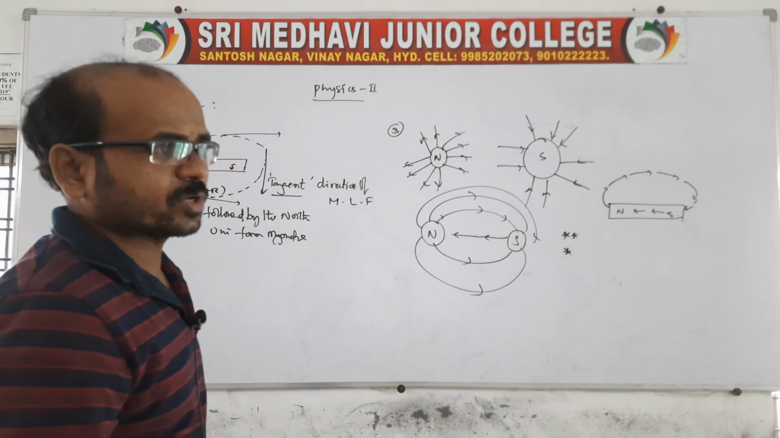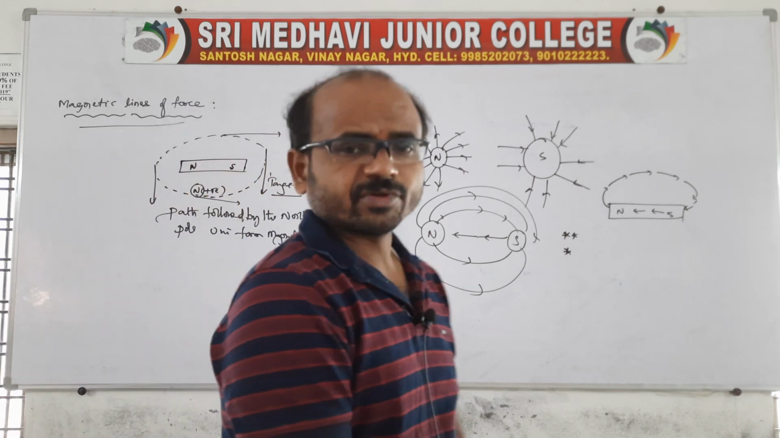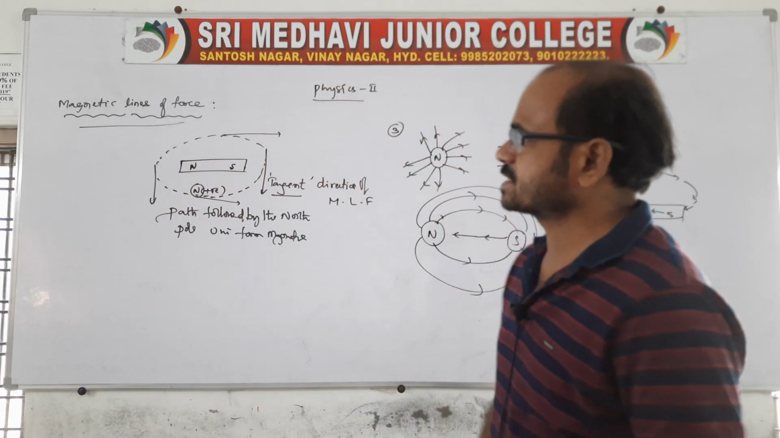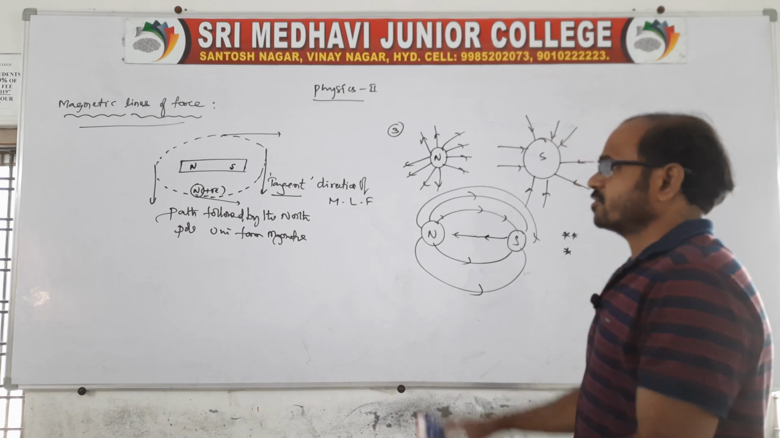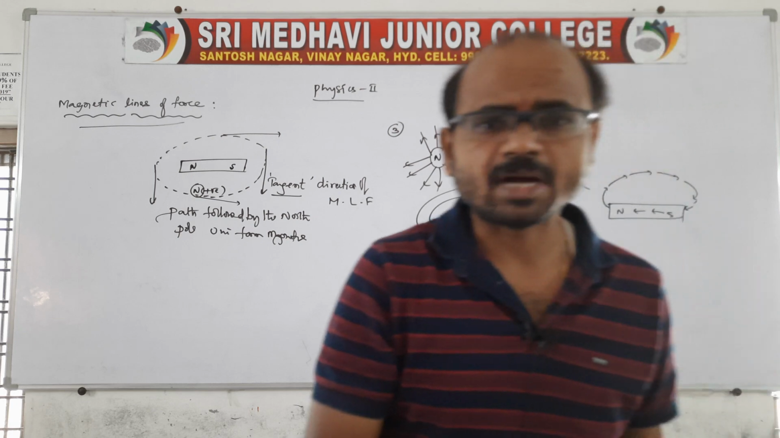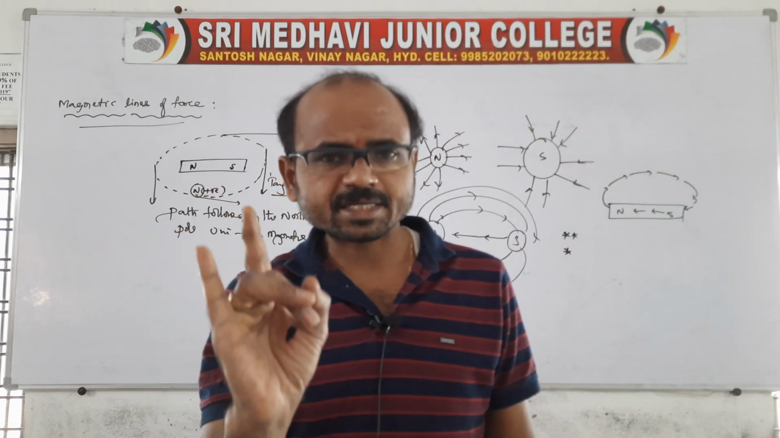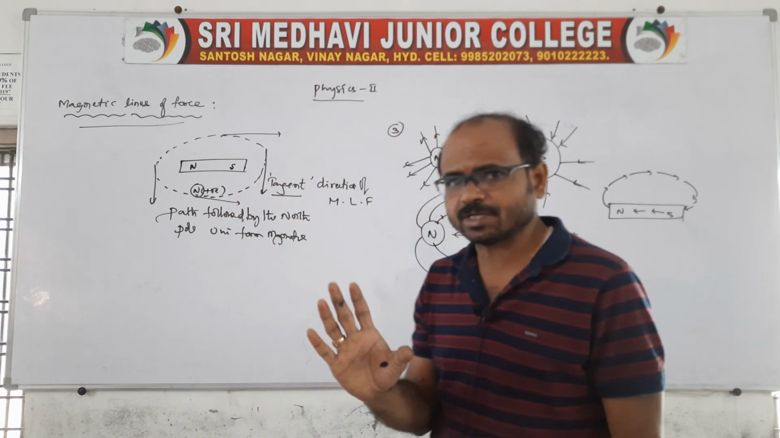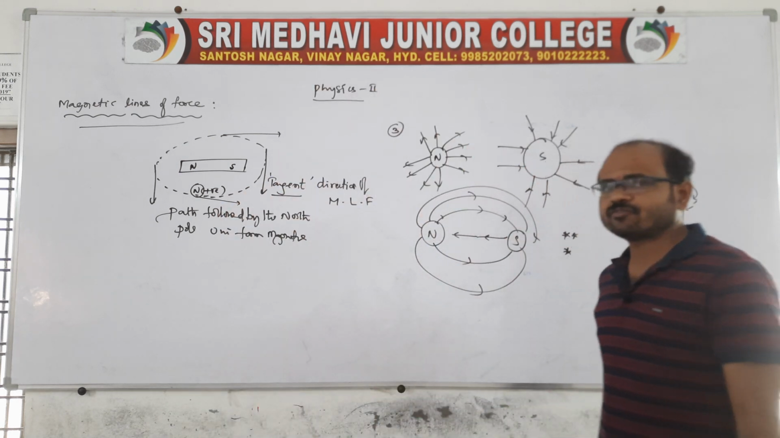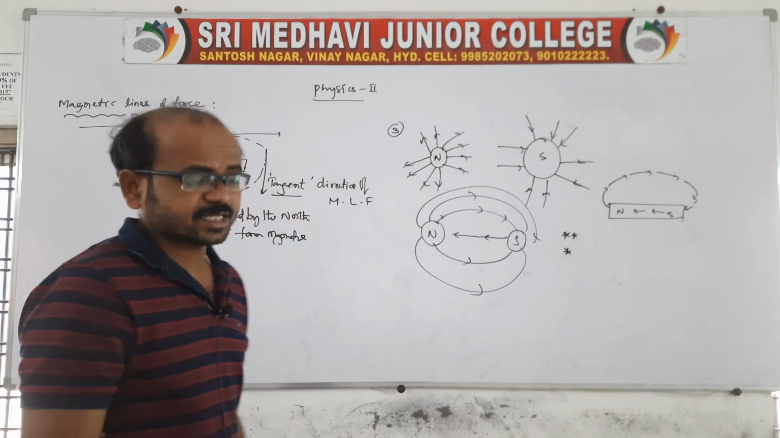And here there is one more point, the uniform magnetic field. Sir, what is the uniform magnetic field? In a given field, the magnitude and directions are the same at all points. And what is a non-uniform magnetic field? Non-uniform in the sense that the magnitude and directions change.